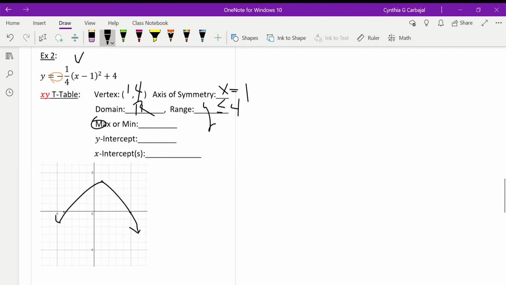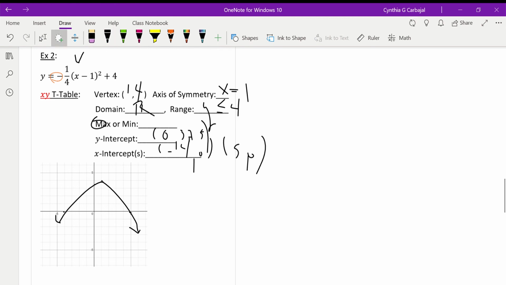Not negative 1. That would be negative 1 squared is positive 1. Positive 1 times negative 1/4 is negative 1/4 plus 4 is 3.75. So that would be our y-intercept here, 3.75. I'm sorry guys, I cannot write with this stupid pen. The x-intercepts are going to be at negative 4, 0 and positive 5, 0.